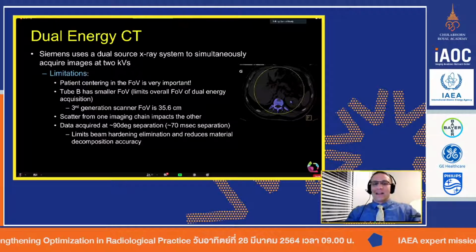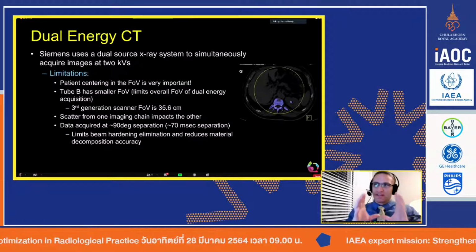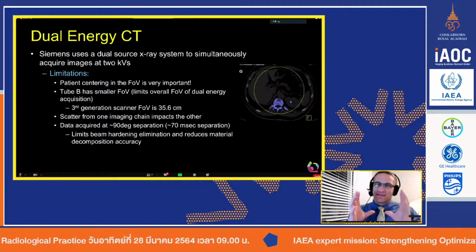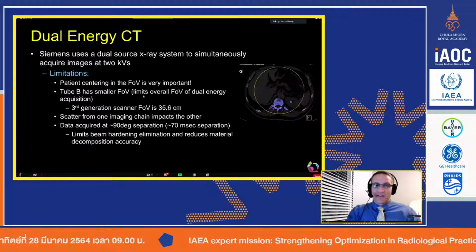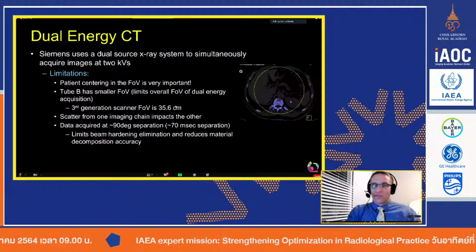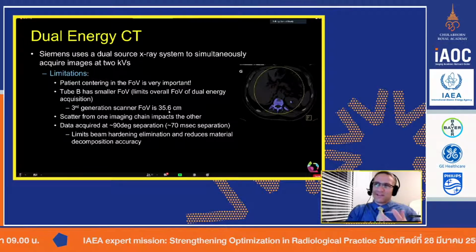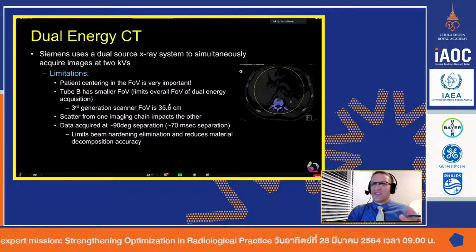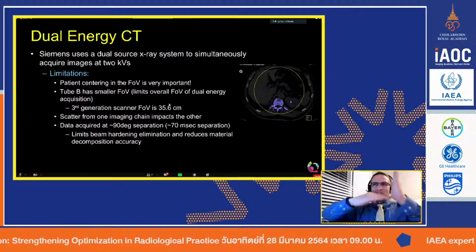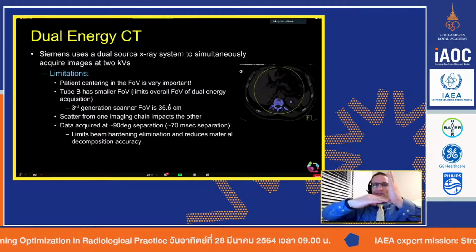Now, that is true to this scanner. And they have changed a little bit. The newest scanner, the third generation, you can do 35.6 centimeters, which may still be kind of small for a large patient. They previously were, I think, 28 or 29. The two systems are actually not 90 degrees. The two extra tubes are not actually 90 degrees.